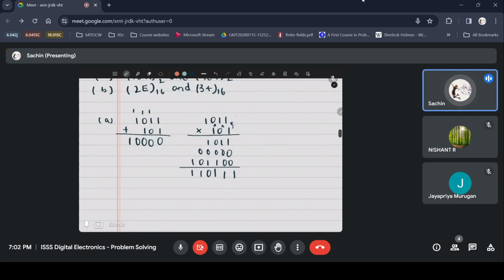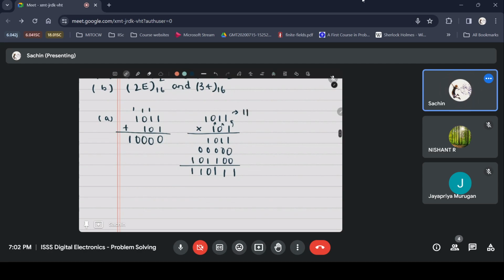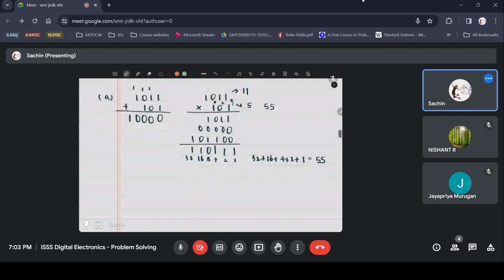And you can verify what this number is. This is 8 plus 2 plus 1, 11. This number is 5. 11 times 5, you should get 55. This number, 1, 2, 4, 8, 16, 32. This number is 32 plus 16 plus 4 plus 2 plus 1. It's right, correct, right? It's 55. So the same operation in binary.